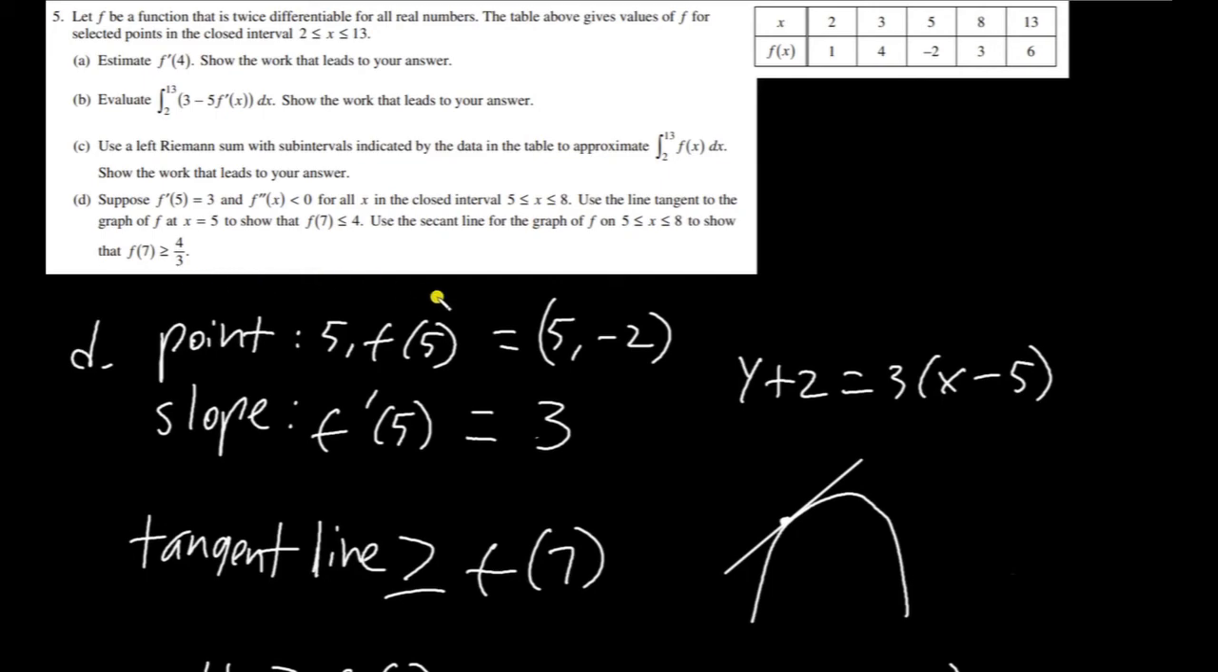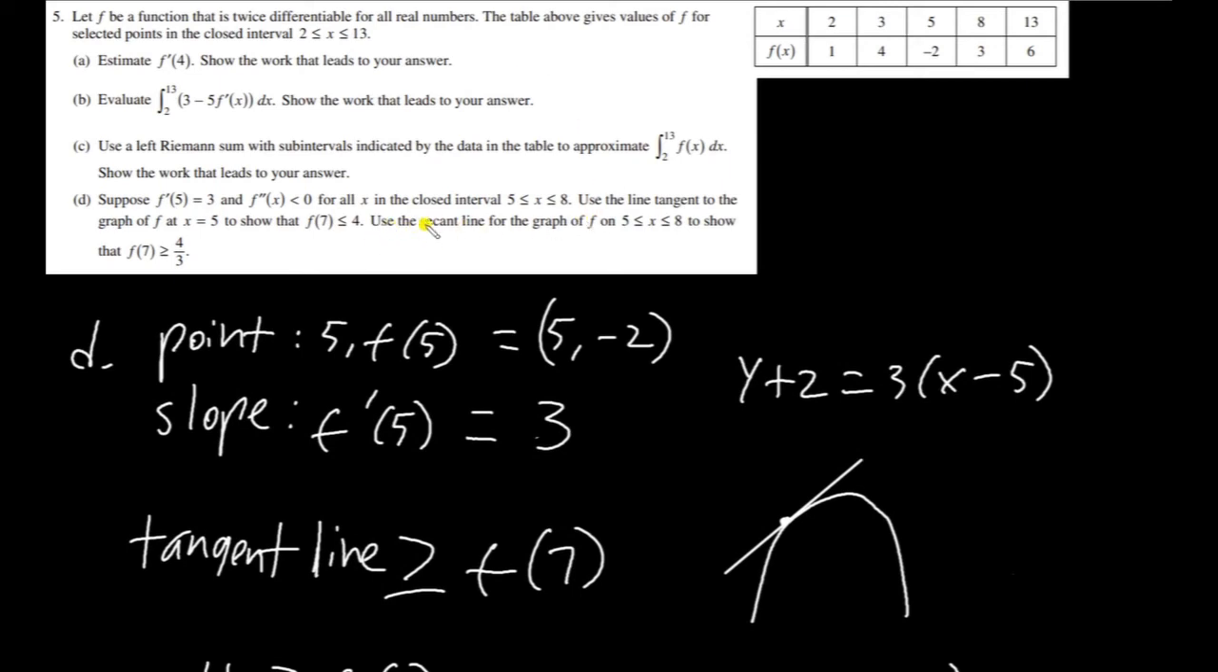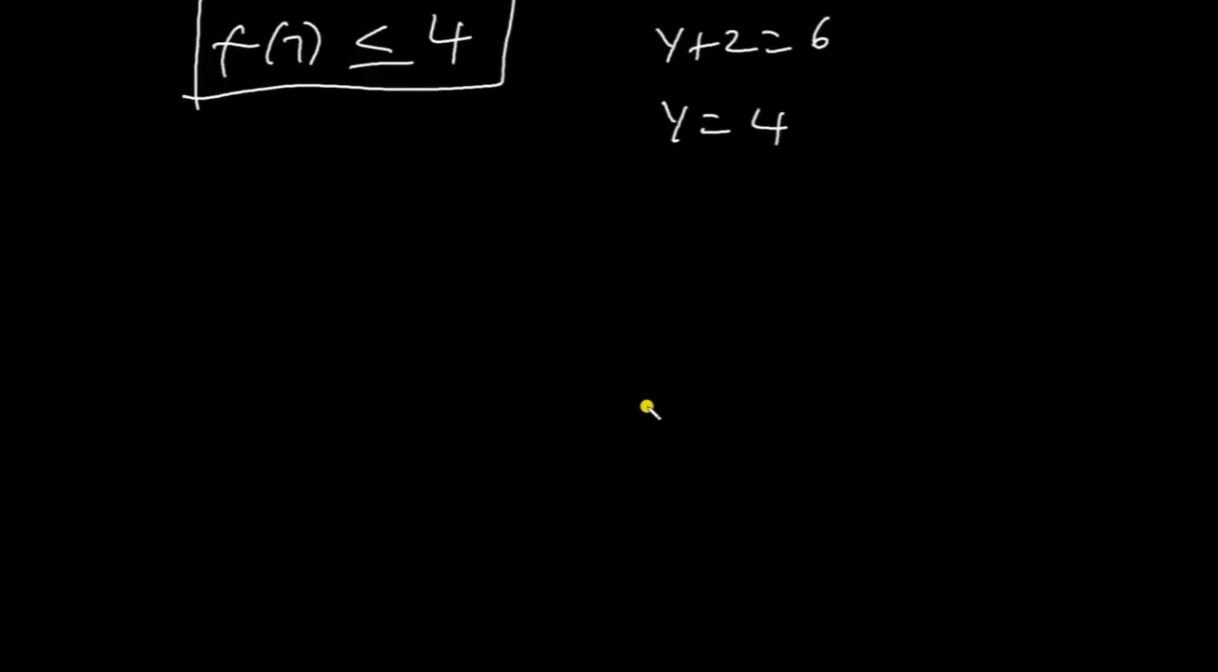Okay, so assuming you've paused and given it a try, let's look at the second part. We want to use the secant line for the graph of f, where x is between 5 and 8, to show that f of 7 is greater than or equal to 4/3. So let me draw a whole new thing.